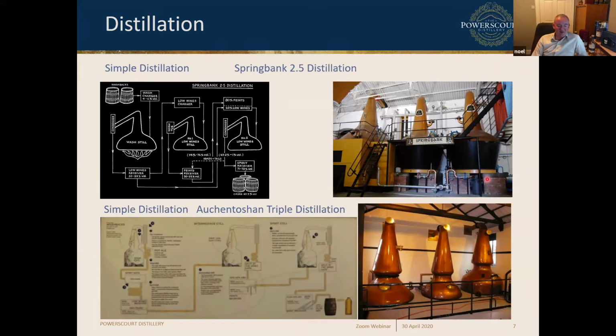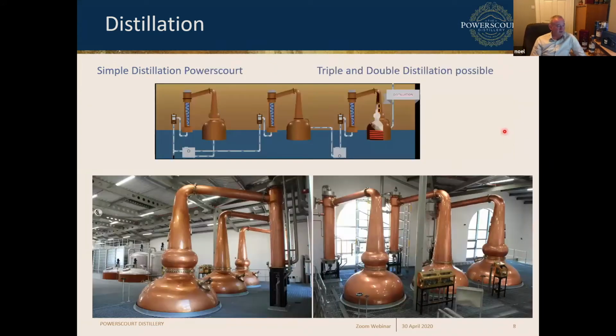So if we look at the next slide, we're going to see our own distillation setup in Powerscourt. This would be along the same lines as what has been done in Auchentoshan, but again, we use this for both malt and pot still. So our beer or wash goes into the first still on the right in this case, and you can see the lovely heating element there. It boils the liquid, the vapor goes across into a condenser through the safe into our low wines receiver.